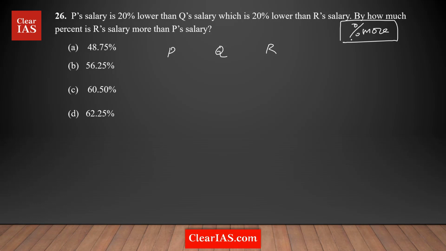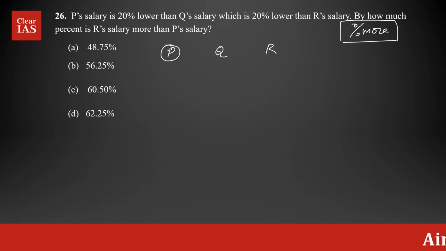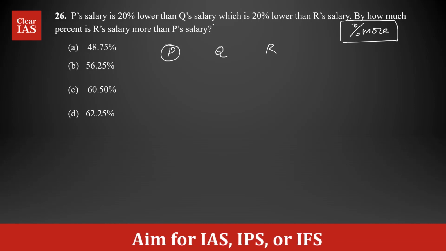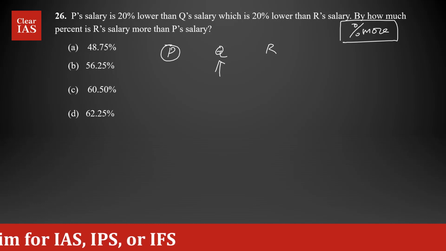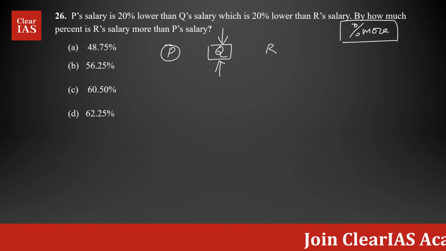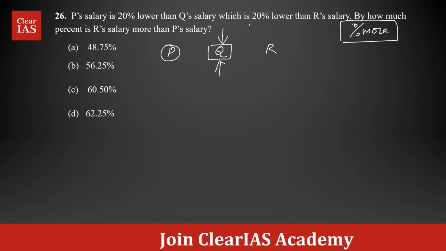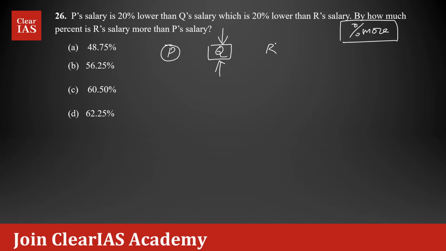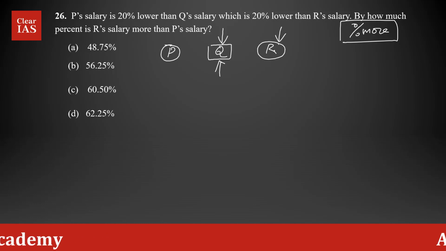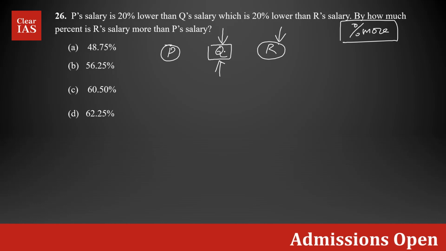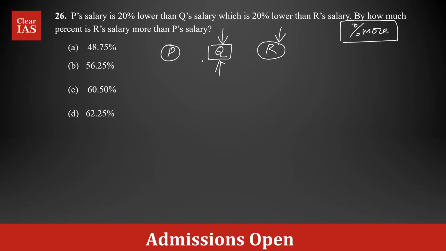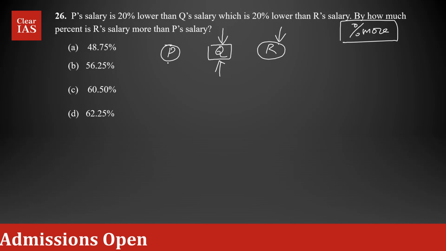For that, you need to consider the following. Let's start with P. P's value is based on Q. It's given that P's salary is 20% lower than Q's salary. So if you know Q's salary, it is easy for you to calculate P. Similarly, Q is based on R, as Q's salary is 20% lower than R. So if you start with R, it is easy for you to calculate Q, and once you know Q, it's easy to calculate P. So logically, the best value to plug in is for R, and it is 100.